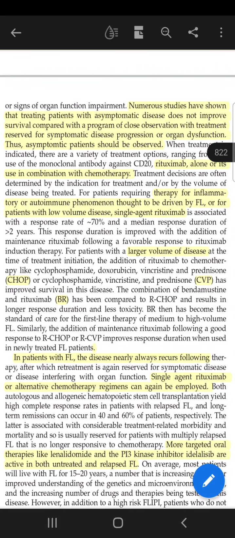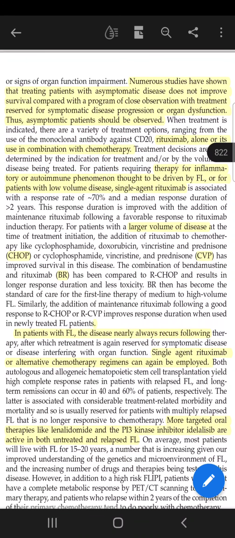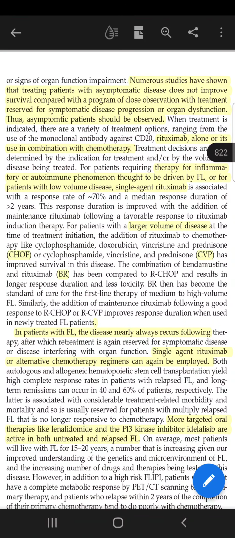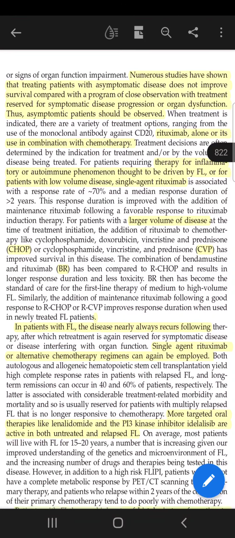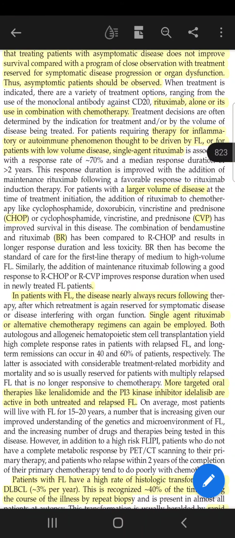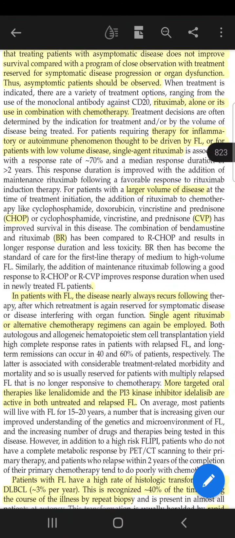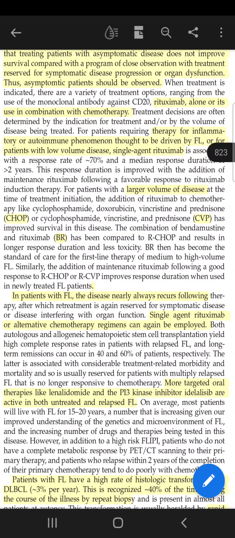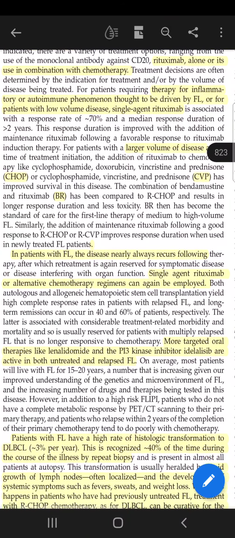So, the indication for using rituximab alone is when you have an inflammatory or an autoimmune phenomenon which is caused by the follicular lymphoma, and if there is a low volume of disease, then you can use rituximab. If you have a larger volume of disease, then you would use R-CHOP, which is rituximab with cyclophosphamide, doxorubicin, vincristine, and prednisone, or CVP regimens with rituximab, so cyclophosphamide, vincristine, and prednisone, or a BR, bendamustine and rituximab, regimen.